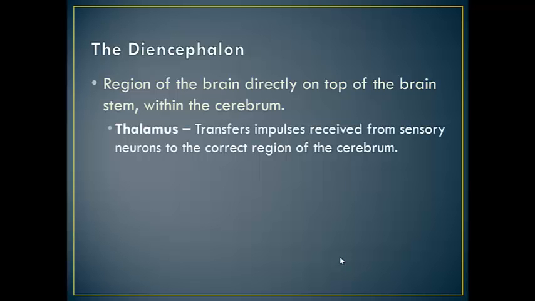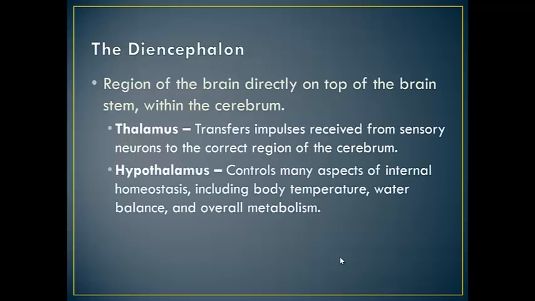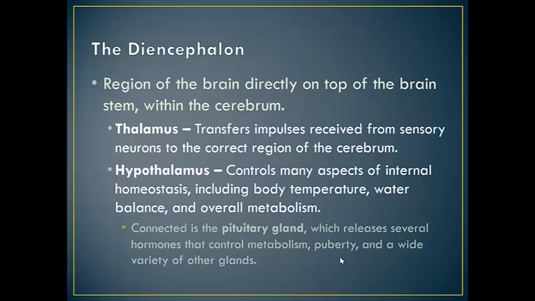Now, the diencephalon has many features. It contains certain ones that I just talked about. It's kind of like a collective group of all of these. It contains the thalamus, which transfers impulses from sensory neurons into their correct region. So when you perceive things, when you sense things, they have to be sent through the thalamus to get redirected to the various lobes of your brain. It also contains the hypothalamus, which controls homeostasis, like temperature, water balance, and metabolism. All of these things are controlled by the hypothalamus.